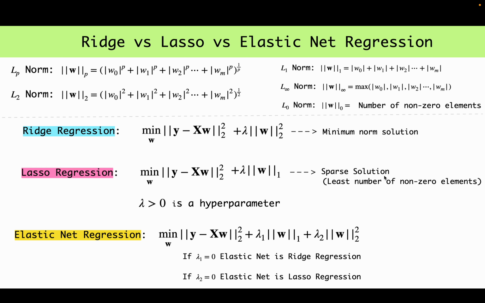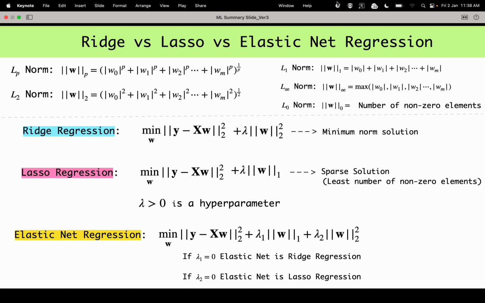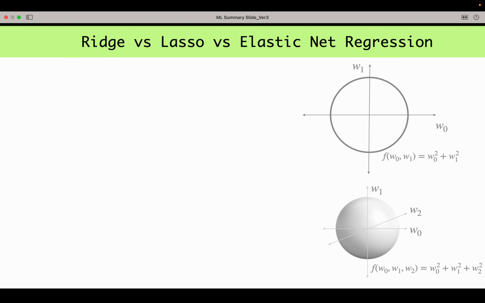So in summary, we have the L2 norm regularizer which gives us a minimum norm solution where weight values are not large, and the L1 norm regularizer which will result in a sparse solution with the least number of non-zero elements, and elastic net gives a combination of both by appropriately weighting lambda 1 and lambda 2. Let us see more details about L2 regularizer based ridge regression.